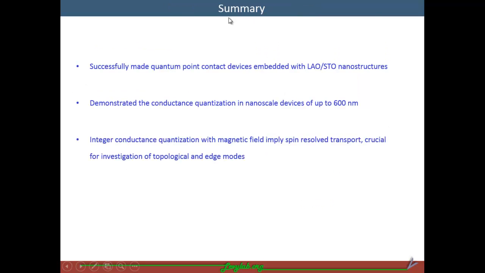To summarize my talk, we successfully made quantum point contact devices that are embedded in these LAO-STO nanostructures, and we demonstrated conductance quantization in nanoscale devices of length even up to 600 nanometers, and we also see an integer conductance quantization at higher magnetic fields, which implies spin resolved transport, and we believe this will be crucial for investigation of topological and edge state modes in these LAO-STO nanowire devices.